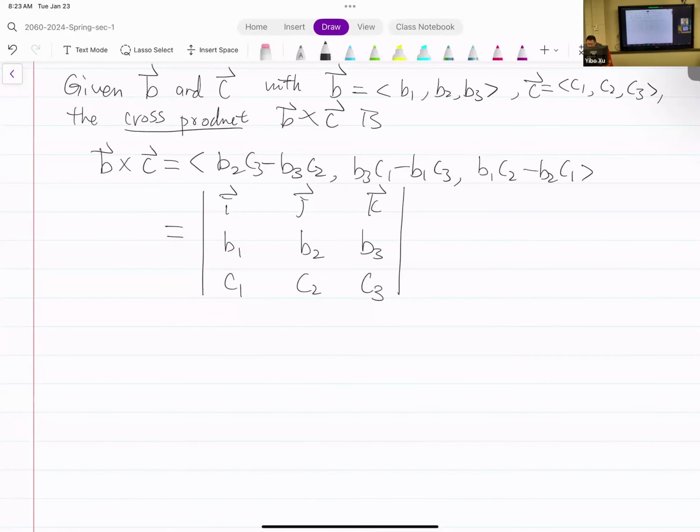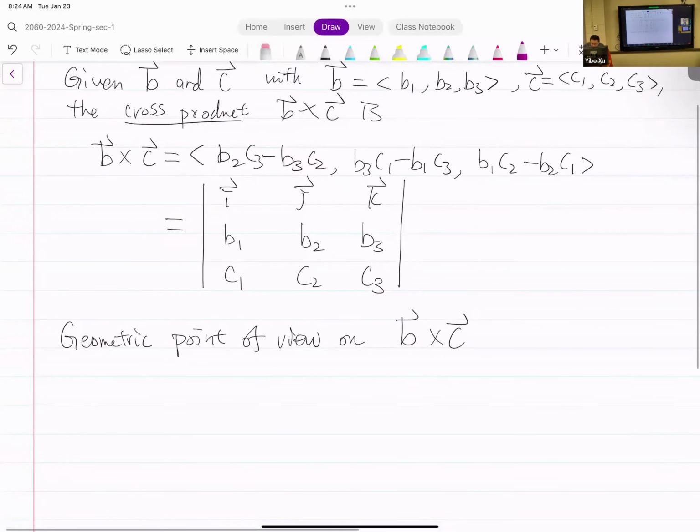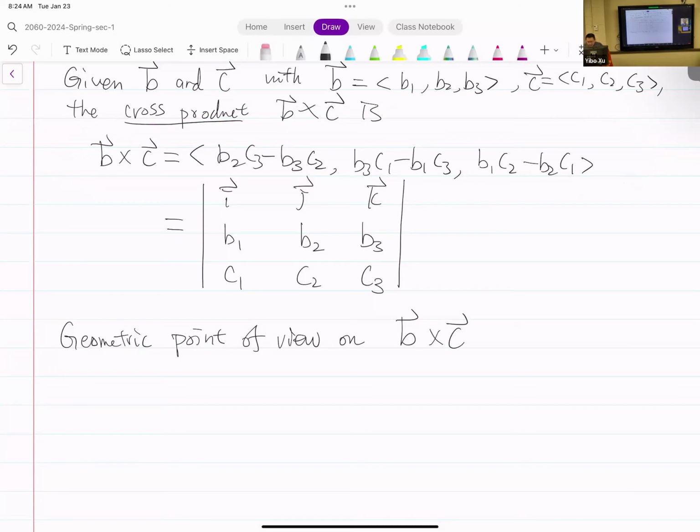But now it looks complicated, right? So let's start with the geometric point of view on the cross product between B and C. This is not entirely straightforward, so it will take us some time to get to this formula from the vectors B and C. So let's look at that.